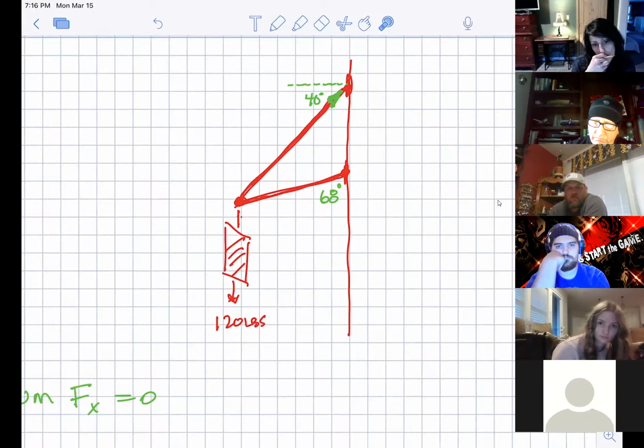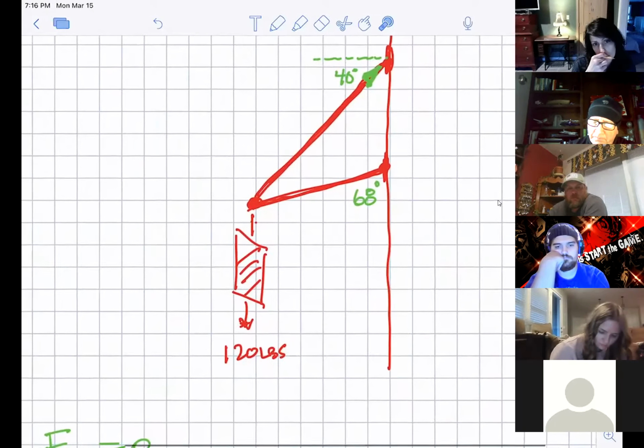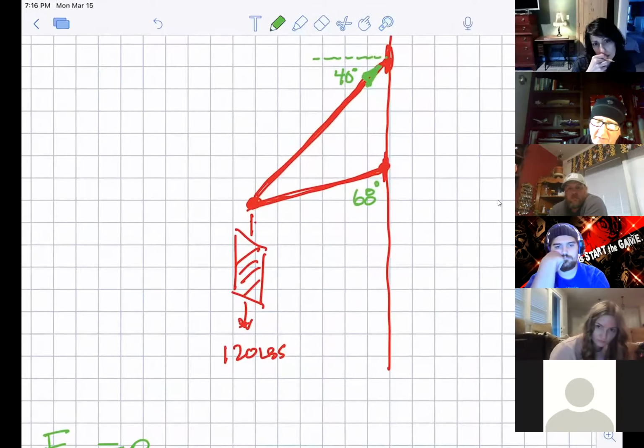I'll guess, because I'm not really sure, that the other one is doing the same thing, like they're both pulling in that direction.